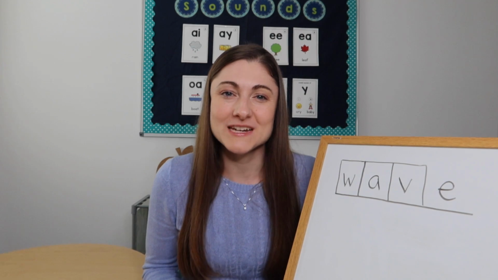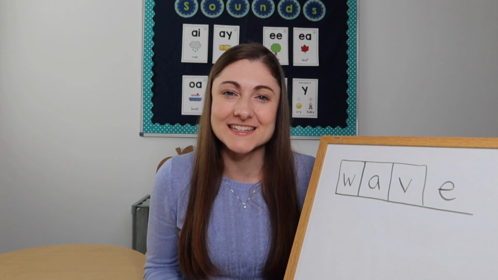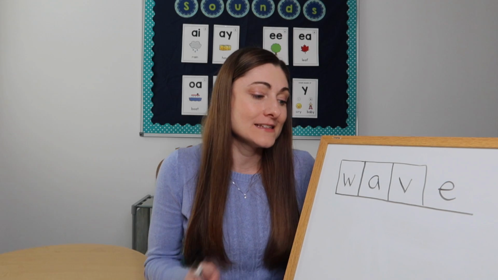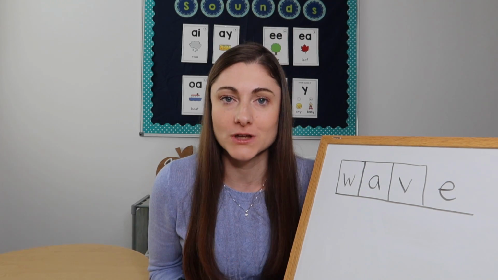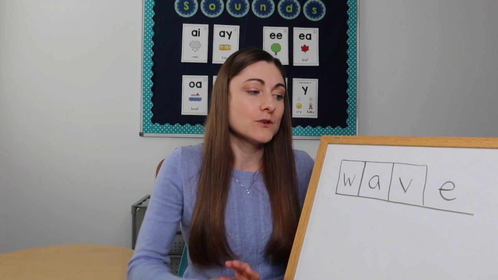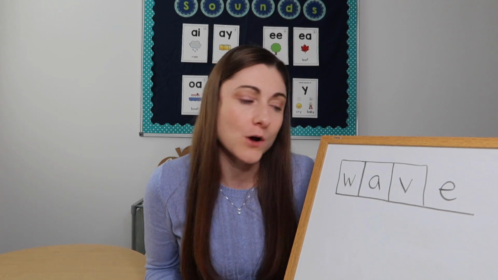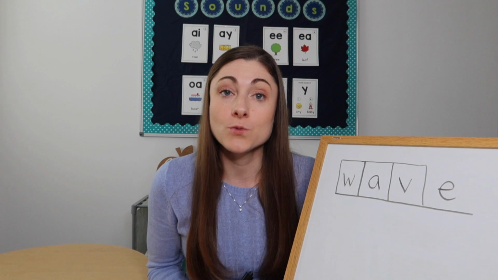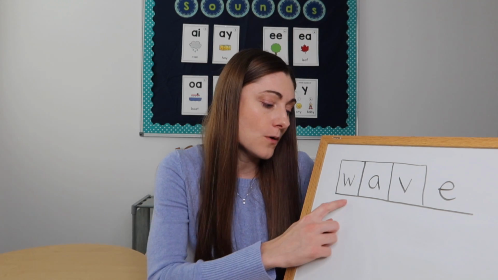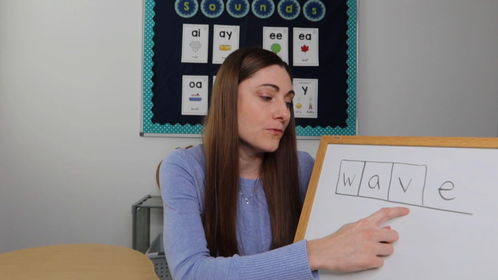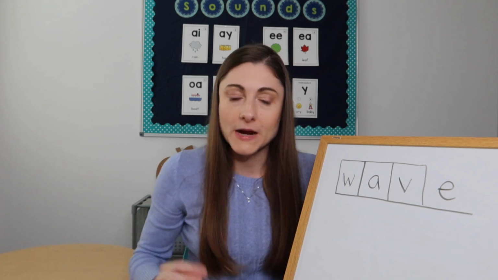Okay, our next activity is to have kids read silent E words that are written in sound boxes. This is especially good for your kids who might be trying to pronounce the E or just not using it to change the sound of the vowel. So this, as you can see, is the word wave. The sounds in this word are /w/, /a/, /v/, wave, right?